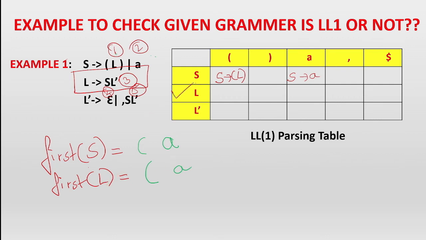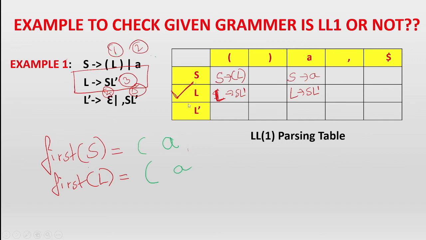So now just check the L row because we got the first of L, so we have to consider only the L row. Now in the L row, this L production will come at 2 places, that is this opening parenthesis and A. Same production number 3 only will come because L is having only one production. Why? Because first of L is opening parenthesis and A.